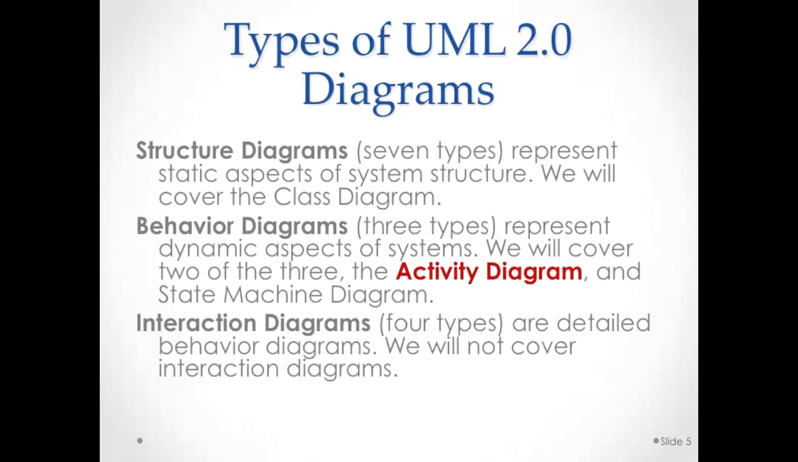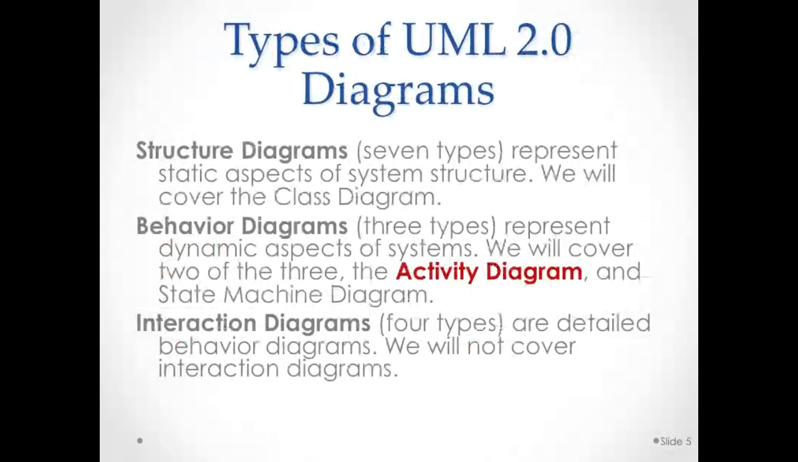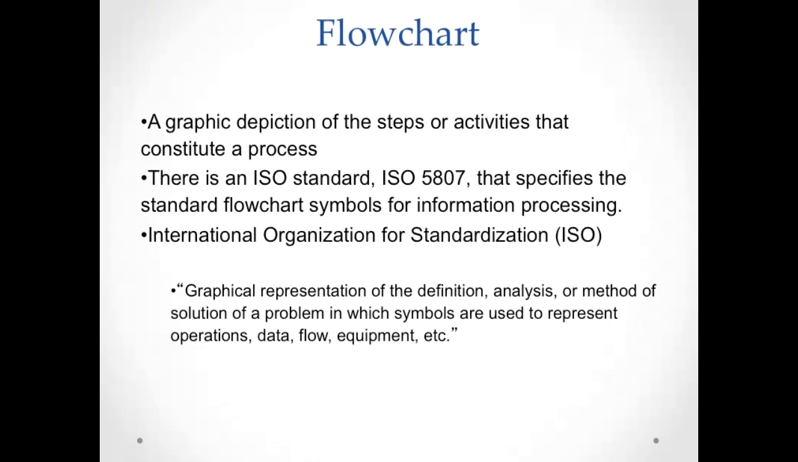So we talked about in UML, we had these three types of diagrams: structure, behavior, and interaction diagrams. Remember that the activity diagram in UML was a behavior diagram, and the activity diagram is analogous in that it shows the process steps and the flow control of the process steps in the same way that an ISO 5807 flow chart does, which we're going to talk about now. So a flow chart is just a graphical representation or depiction of steps that occur in some process, any process. The ISO standard is the one that specifies it.